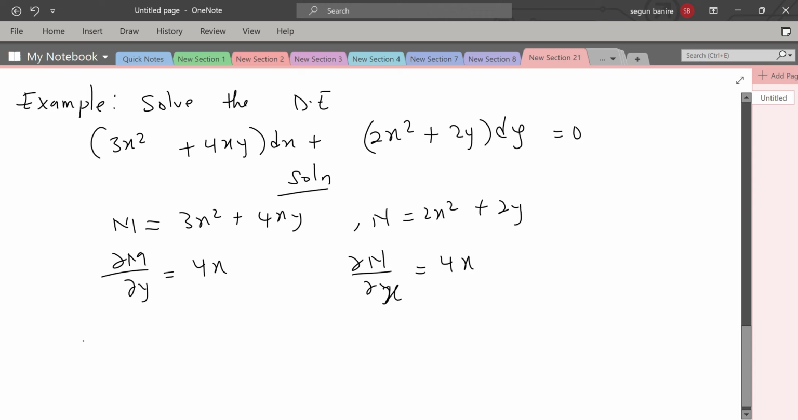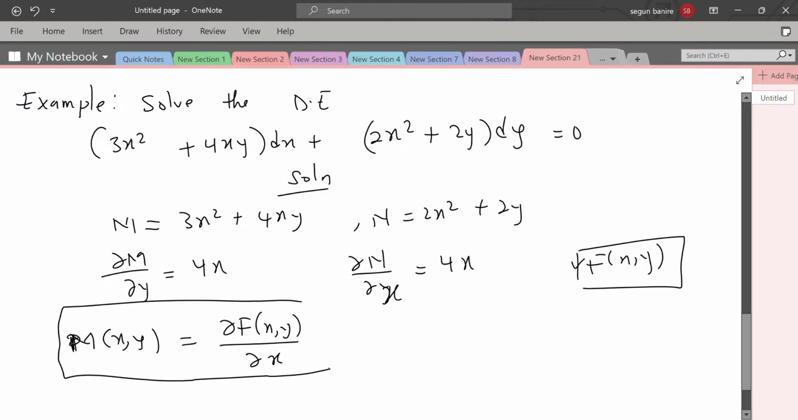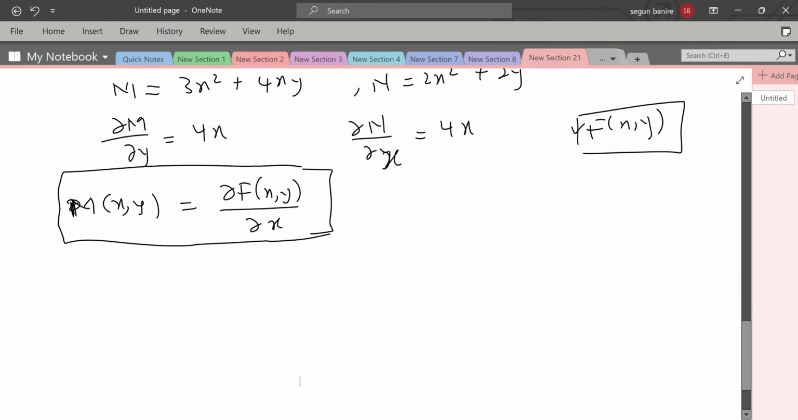First of all, what are we looking for when we want to solve the DE? We are looking for f, f of x comma y. So this is the function we are looking for. But we know something. We know that M of x comma y means the partial derivative of f with respect to x. This is the meaning. So we are going to use this expression to get the value of f.